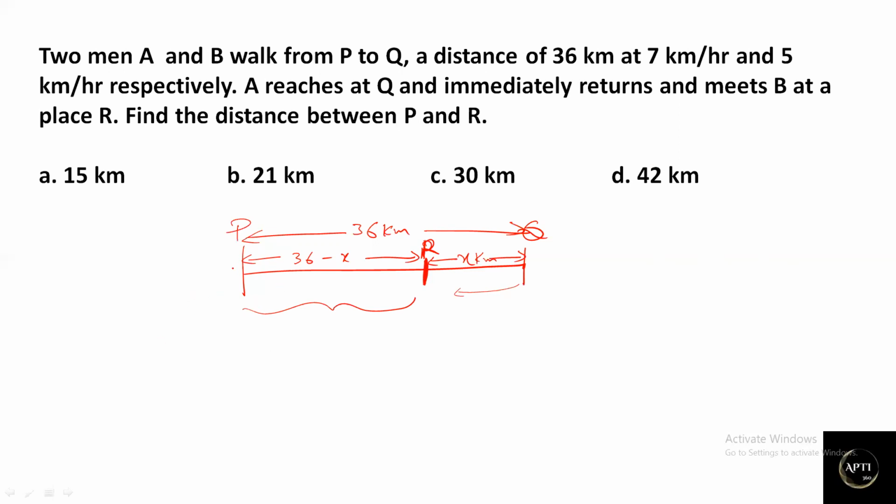Here two persons are walking from the same point. One person is going fast with 7 kilometers per hour and the other with 5 kilometers per hour. They will meet at the point R. Now, the time taken is the same. If you observe the relation here, the time taken by both is the same. The speeds may differ, but the time taken is the same. Based on this relation, I'm taking t1 equals t2. Time taken is distance divided by speed.